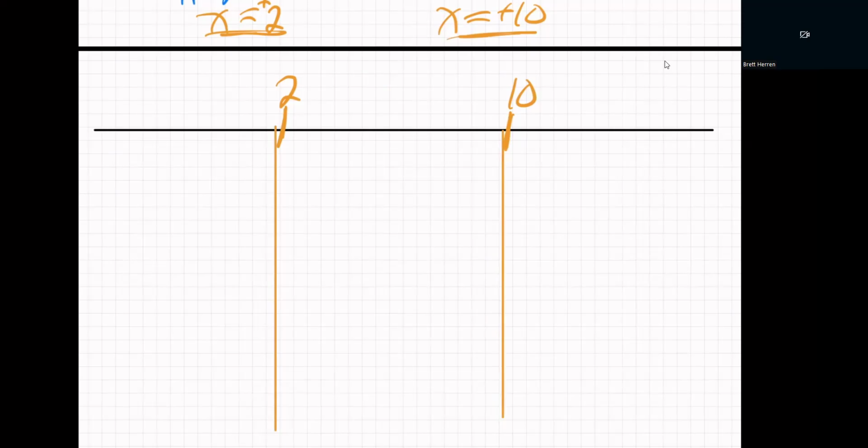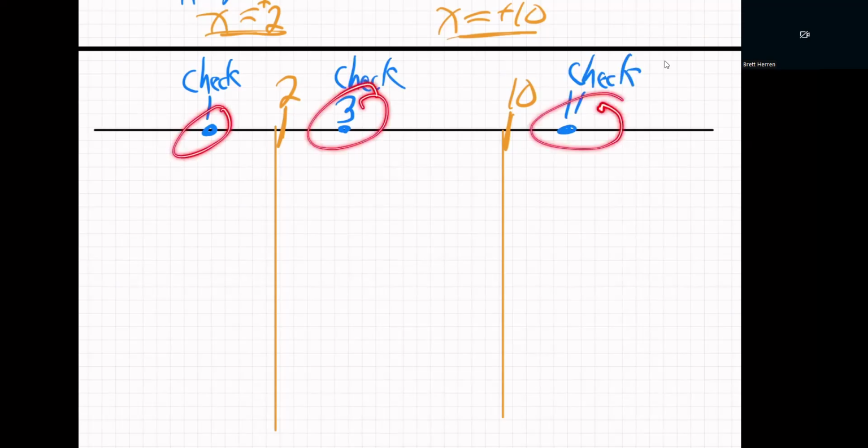So 2 and 10 are either mins or maxes. How do I know which is which? Well, I'm going to check some point to the left of 2, like 1. I'll check some point between them, like 3, and some point to the right, like 11. So you're checking to the left, in the middle, and to the right of these two critical values to find out if they're maxes or mins. Checking what? Checking the first derivative.